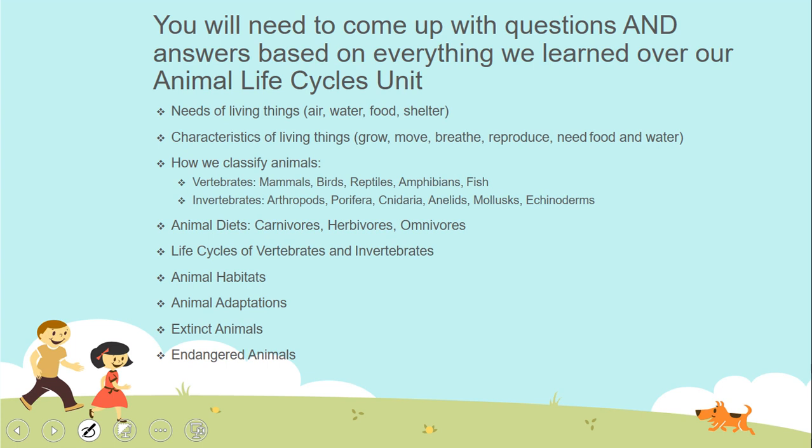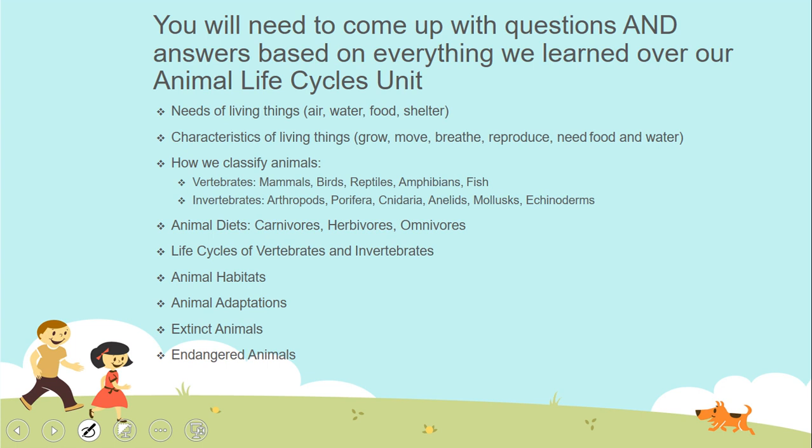So remember that we talked about the 4 needs of living things, which is air, water, food, and shelter. We talked about the characteristics of living things, and some of those characteristics, I know some of you will remember some of the trickier ones, but the ones that I have are they need to grow, they move, they breathe, they reproduce, and they need food and water. Maybe you would add in they have DNA or they have cells, okay? You guys have great memories, so you can add in whatever you want for characteristics.